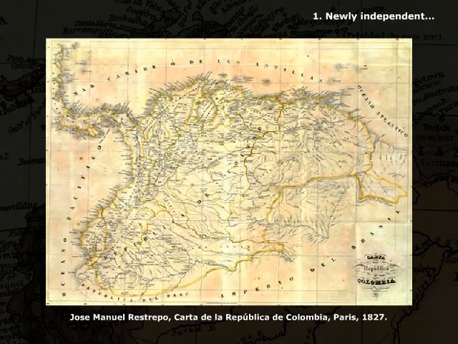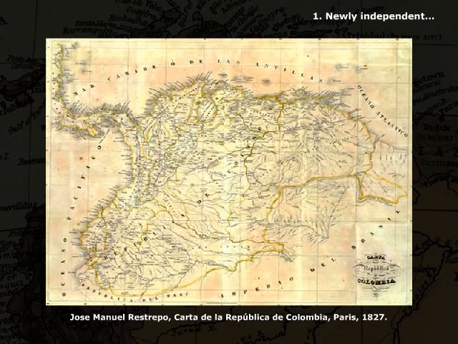Let's see an example. In 1830, the project of territorial and political unity known as Great Colombia dissolved in three different national projects: Ecuador, New Granada, and Venezuela, each one with its own version of uti possidetis for international and subnational territorial conflicts. Restrepo's map of Great Colombia before the dissolution sketches a political administrative harmony that never took place.